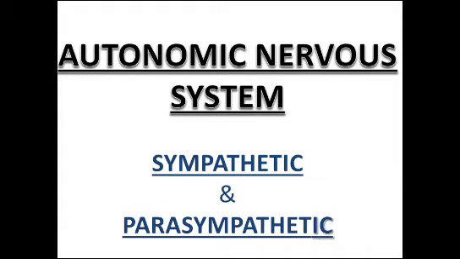Autonomic nervous system, sympathetic and parasympathetic. Today we are going to discuss a division of the nervous system, that is the autonomic nervous system, and its subparts, which are the sympathetic nervous system and the parasympathetic nervous system.